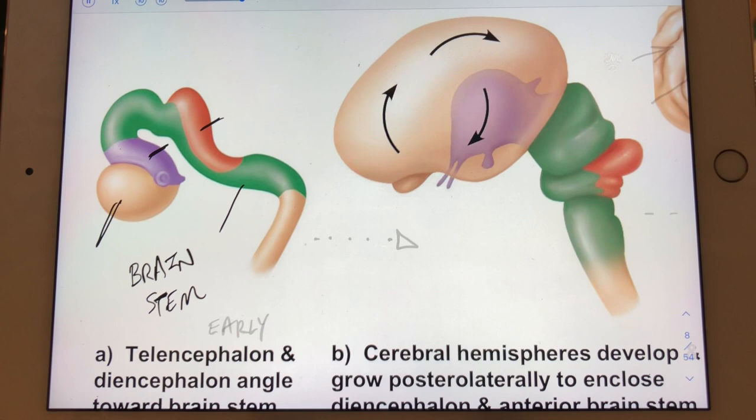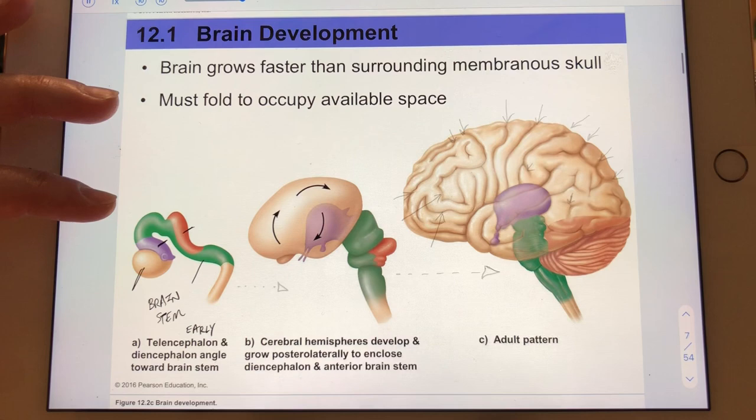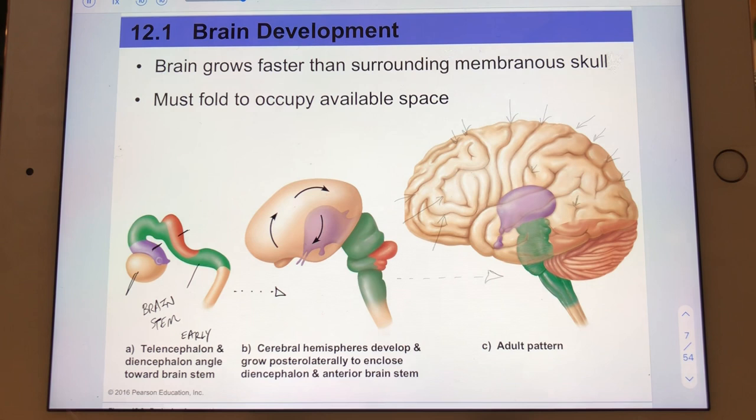Well, this is an early, young embryo, or fetus. Let time go by. We're still a fetus, okay? But notice the telencephalon has greatly enlarged and is also rotating backward. And that's how it ends up enveloping the diencephalon.